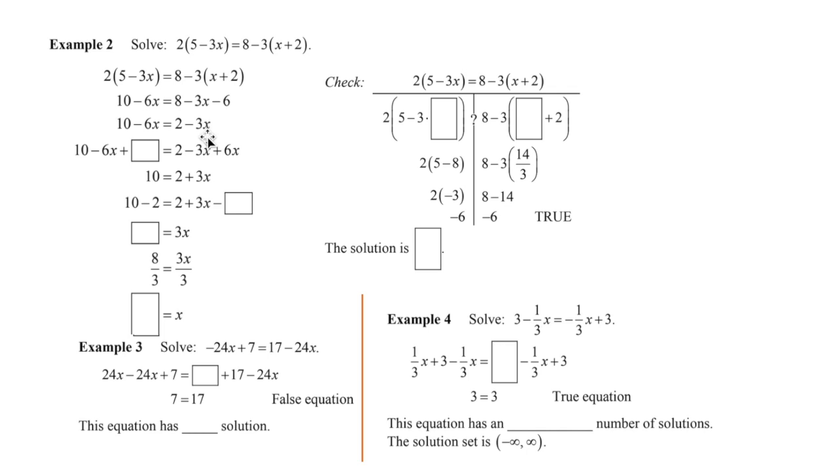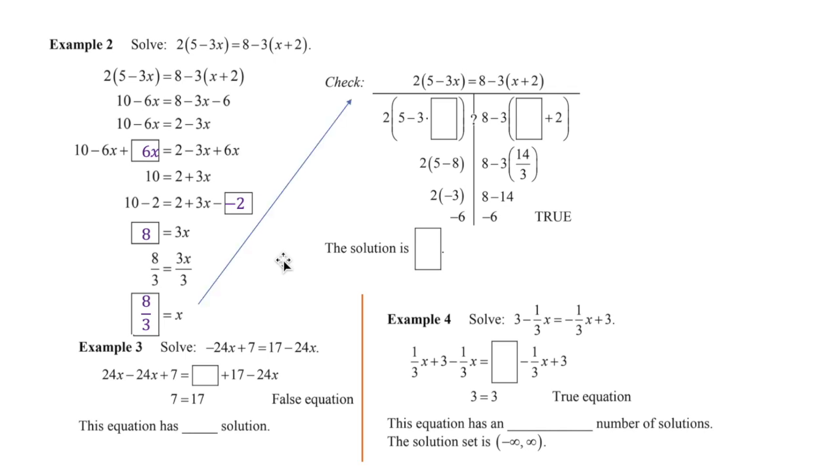I now need to get all of my x's together, so I'm going to add 6x to both sides so that I'm left with 10 on the left, and now I have positive 3x on the right. I'm now going to subtract 2 from both sides so that I can get all of my whole numbers together. I now have 8 is equal to 3x. When I divide each side by 3, I see that 8/3 is equal to x.